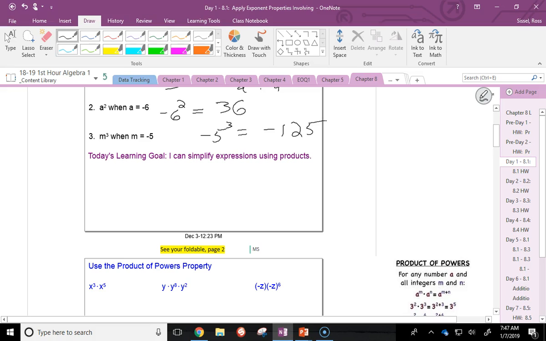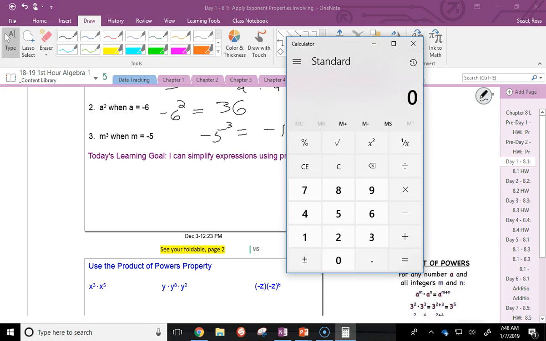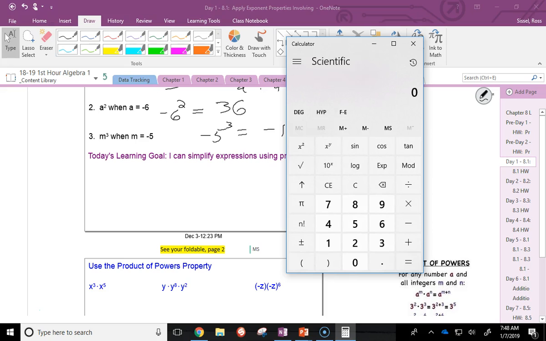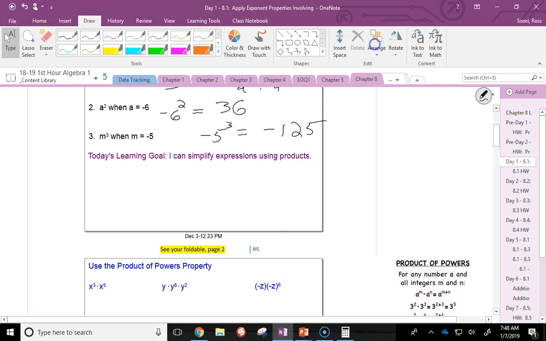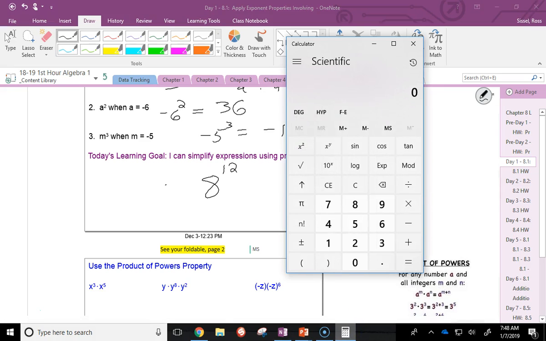Okay. Now, I want to show you something quick to help you, especially with some of your homework where you get the big numbers, like to the 7th power, and it gets too big. As long as you understand how we're writing these out, like negative 6 to the second power is negative 6 times negative 6, you can use your calculator. Let's say we were doing 8 to the 12th power. When you go to simplify this, you don't want to write out 8 times 8 times 8 times 8.